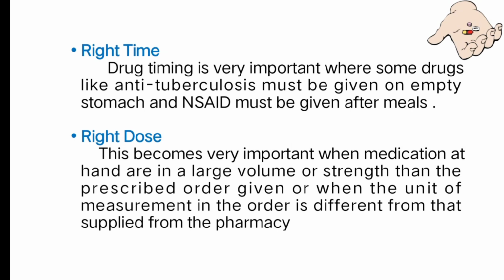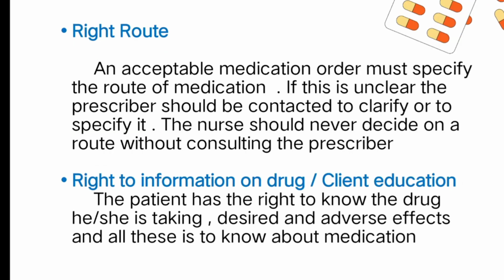Next is right dose. This becomes very important when the medication at hand is in a larger volume or strength than the prescribed order, or when the unit of measurement in the order is different from that supplied from the pharmacy. Sometimes the doctor will prescribe only a limited amount, but we will have a larger quantity as supplied from the pharmacy. So we have to calculate it properly based on the age, and only then administer.